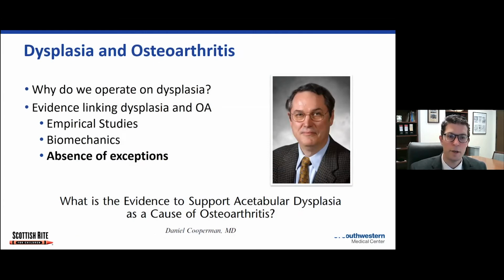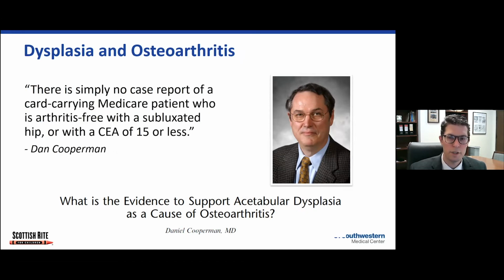The last part of the argument linking dysplasia and osteoarthritis is the absence of exceptions to this hypothesis. Not only is the theory intuitive based on those biomechanical principles and supported by empirical data, but there are no studies identifying healthy elderly hips with severe dysplasia. Or as Dr. Krubman put it, there's simply no case report of a card-carrying Medicare patient who's arthritis-free with a subluxated hip or severe dysplasia.